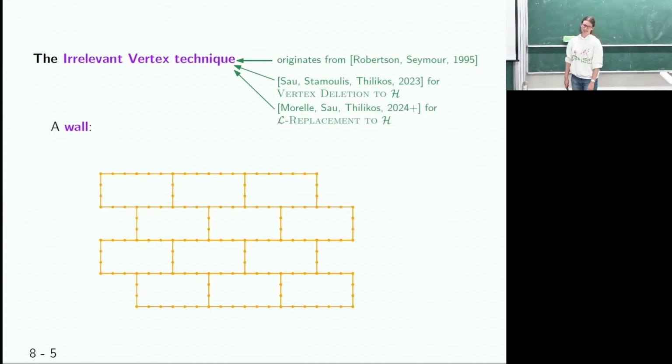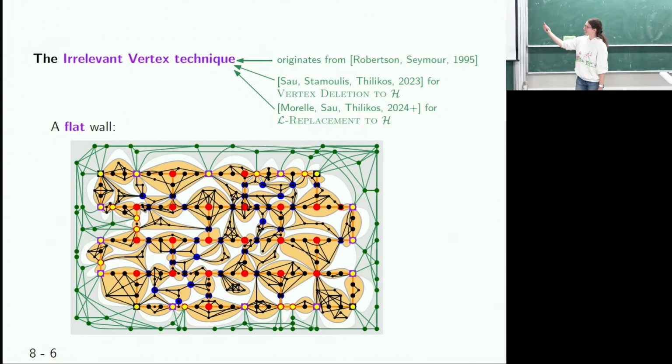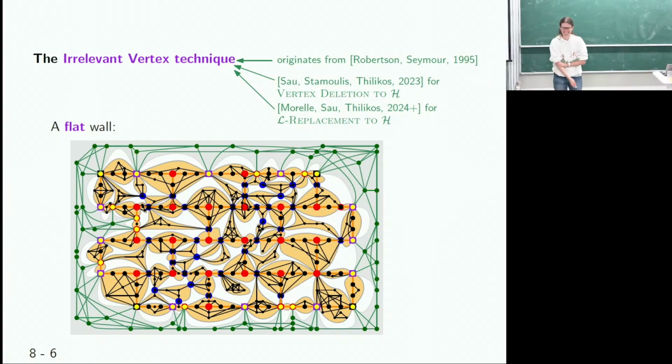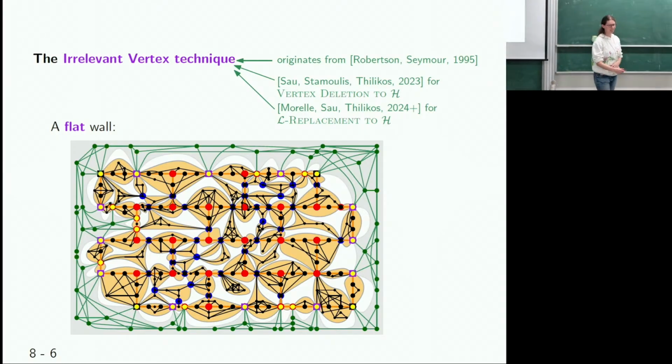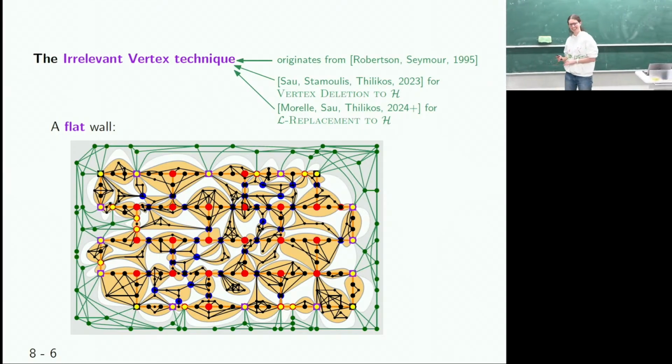So essentially, what does this technique say? You take a wall in your graph. A wall is a graph that looks like a wall, so it's a hexagonal grid. And more than this, actually, we want a flat wall. You still have a wall inside, but you have more structure around. I will not explain this, but this is one of the reasons most papers on minor graph classes begin with 10 pages of definitions.